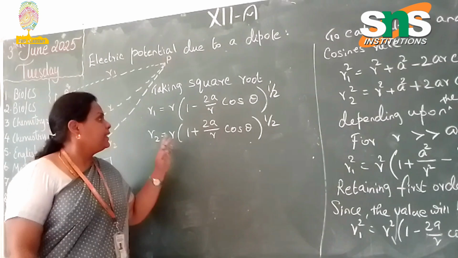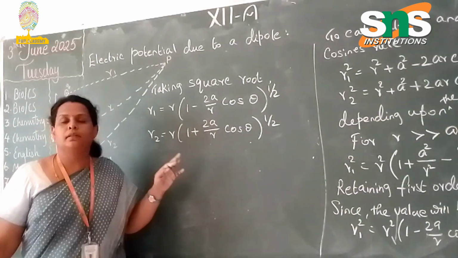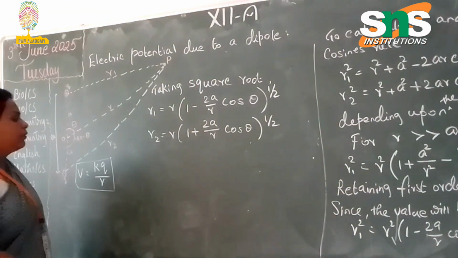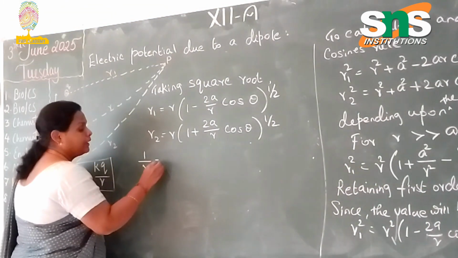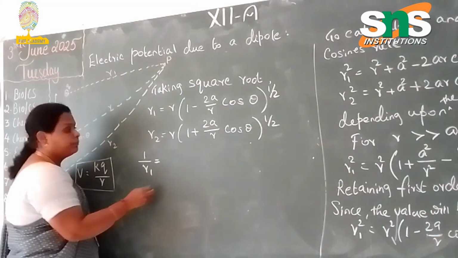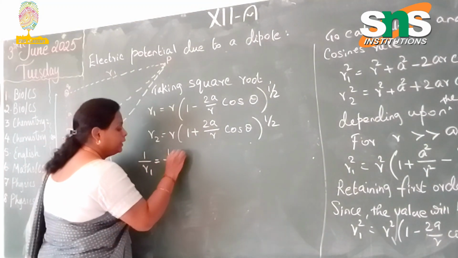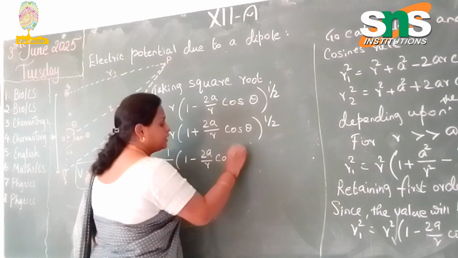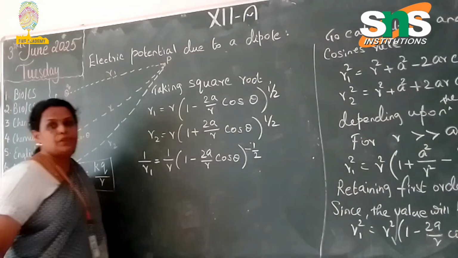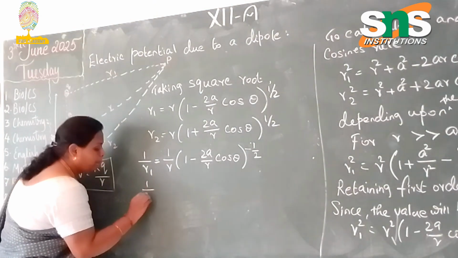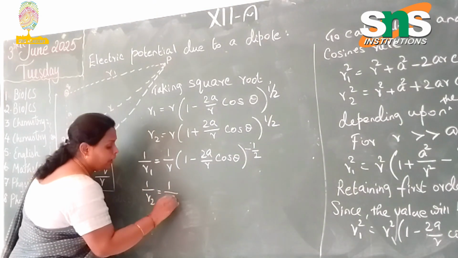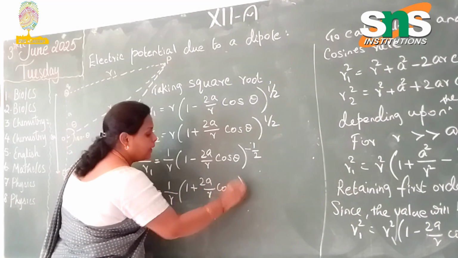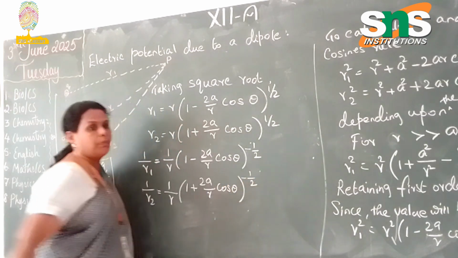So, a small change. Now I am going to write 1 by r1. Can you say what will be our 1 by r1? It will be 1 by r into (1 minus 2a by r cos theta) power minus 1 by 2. Very good. Then what will be my 1 by r2? It is 1 by r into (1 plus 2a by r cos theta) power minus 1 by 2.